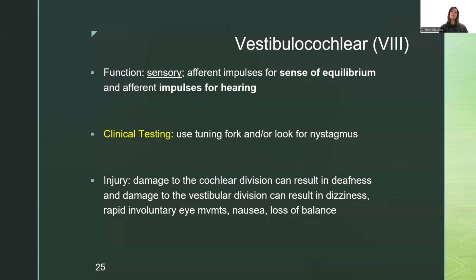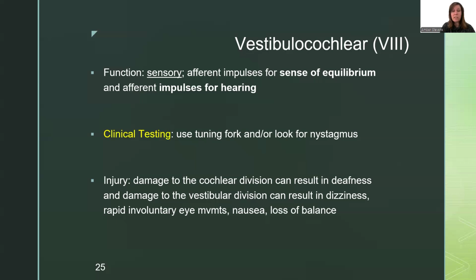Okay, so we have nerve number 8, which is the vestibulocochlear nerve. This is a sensory nerve that has two branches: the vestibular branch, which is responsible for balance and equilibrium, and the cochlear branch, which is responsible for your hearing. How they test for this, they use a tuning fork to check the hearing, and they also look for nystagmus, which is involuntary eye movement, to assess balance.